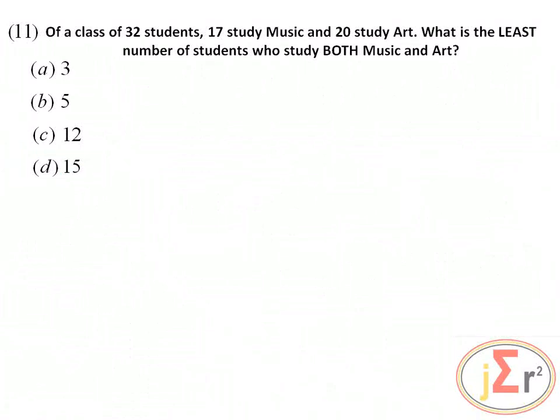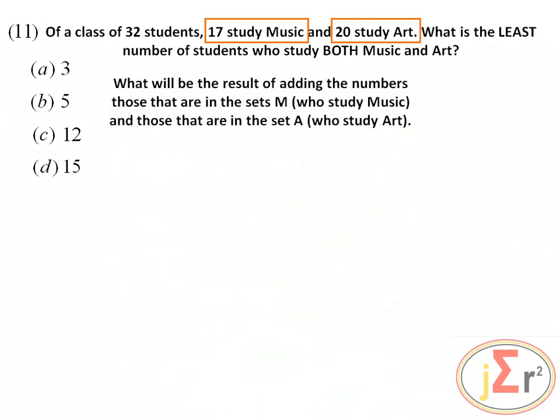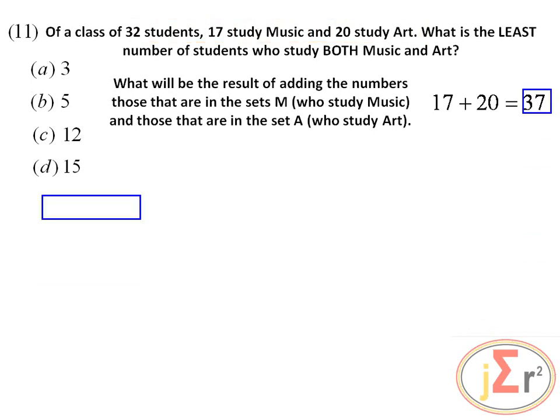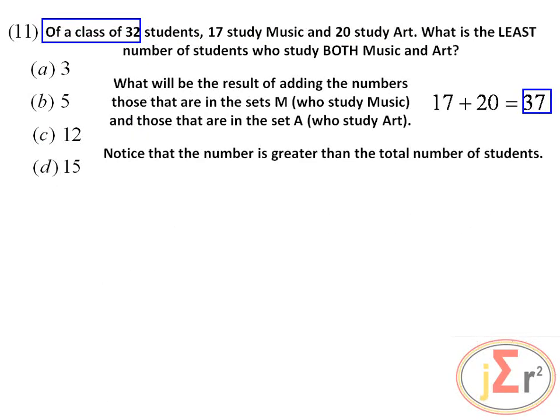Of a class of 32 students, 17 study music and 20 study art. What is the least number of students who study both music and art? What will be the result of adding the numbers? Those that are in the set M who study music and those that are in the set A who study art. We get 17 plus 20 is equal to 37. And that 37 is of a class of 32 students. Notice that the number is greater than the total number of students.